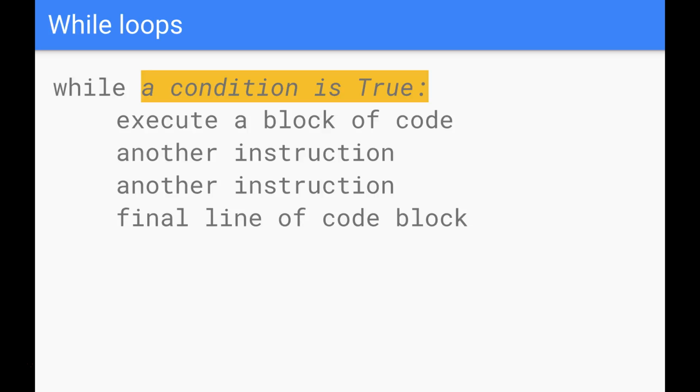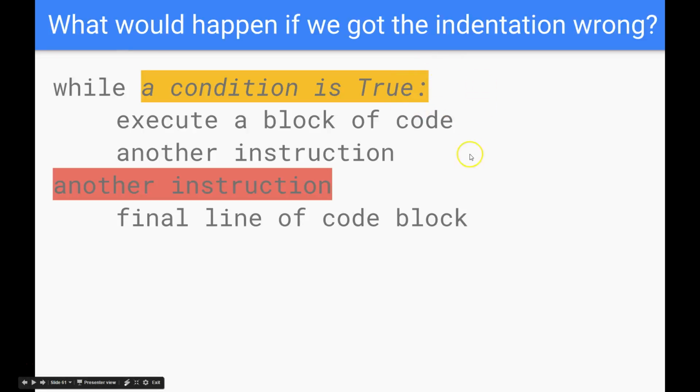We start with the word while, and then we have another condition, just like we'd have with our if statement. But now, as long as that condition is true, everything that is indented underneath that statement will repeat. So we'll execute these lines one after another, go back to the top, check if that condition is still true. If it is, we keep going through. If it's not, we'd go down to the next line that's not indented. Note also that just like the if statement, it has a colon at the end of that first line.